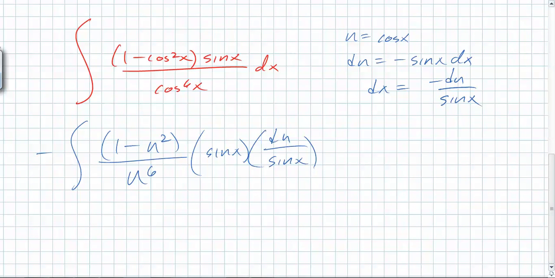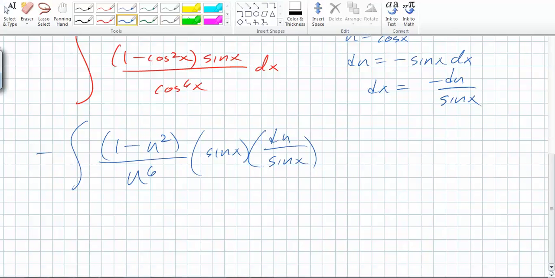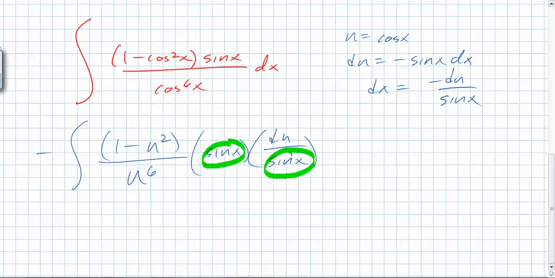Does the magic now happen? Yeah, the magic, our friend, it's gone. So we have sine sitting right there, and the really cool thing happens. It's gone, leaving us with negative of 1 minus u squared over u to the 6th du. Now the question is, how do you go about integrating this?